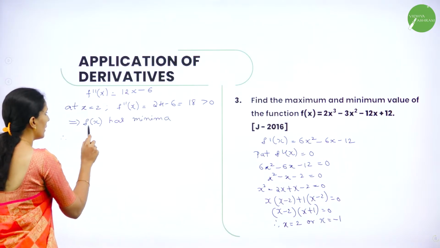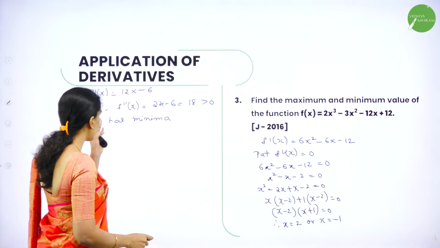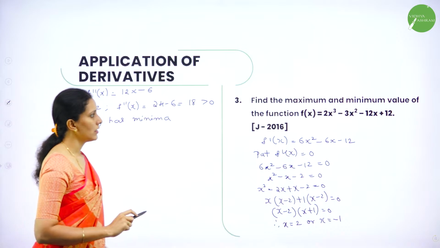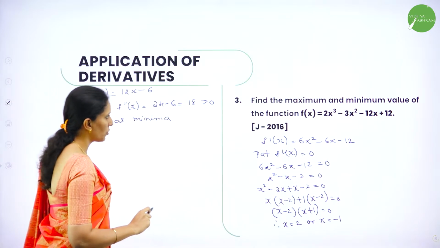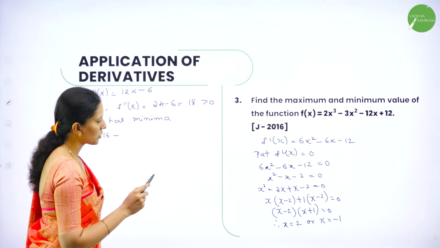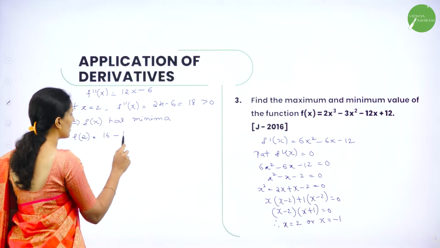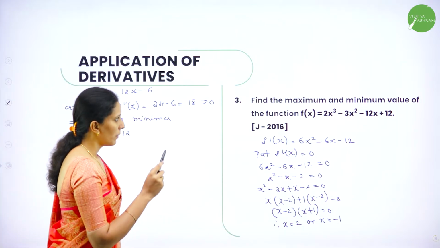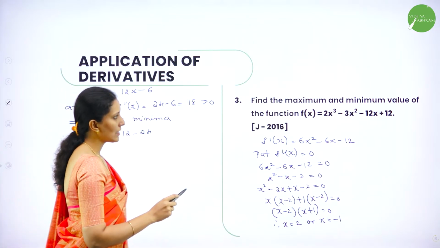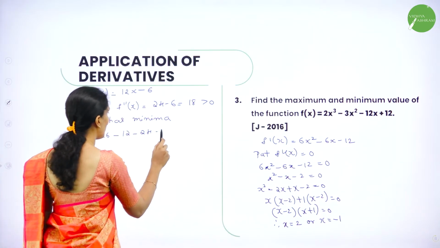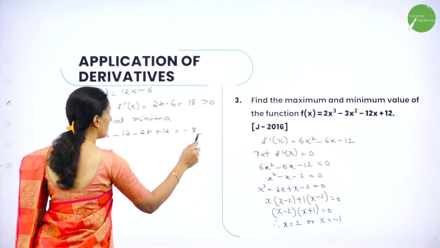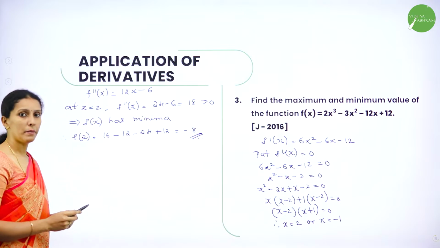So therefore, if f of x has minima, then I can take f of 2. So what is f of 2 here? So find the value, 2 cube, 8, 16 minus, we have 3x square, 2 square is 4, 4 3s are 12. Next we have minus 12x, minus 24, and the last term is the constant term, that is plus 12. So solving this, we get f of 2 is equal to minus 8. So this is the minimum value.